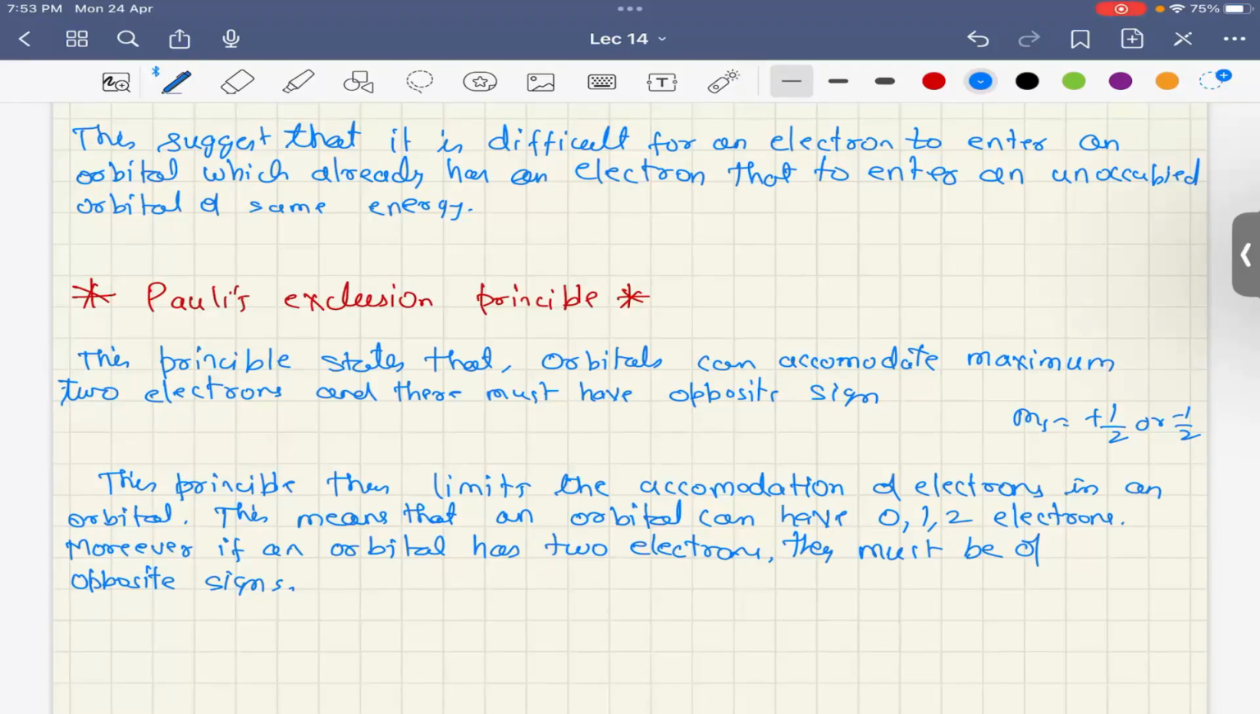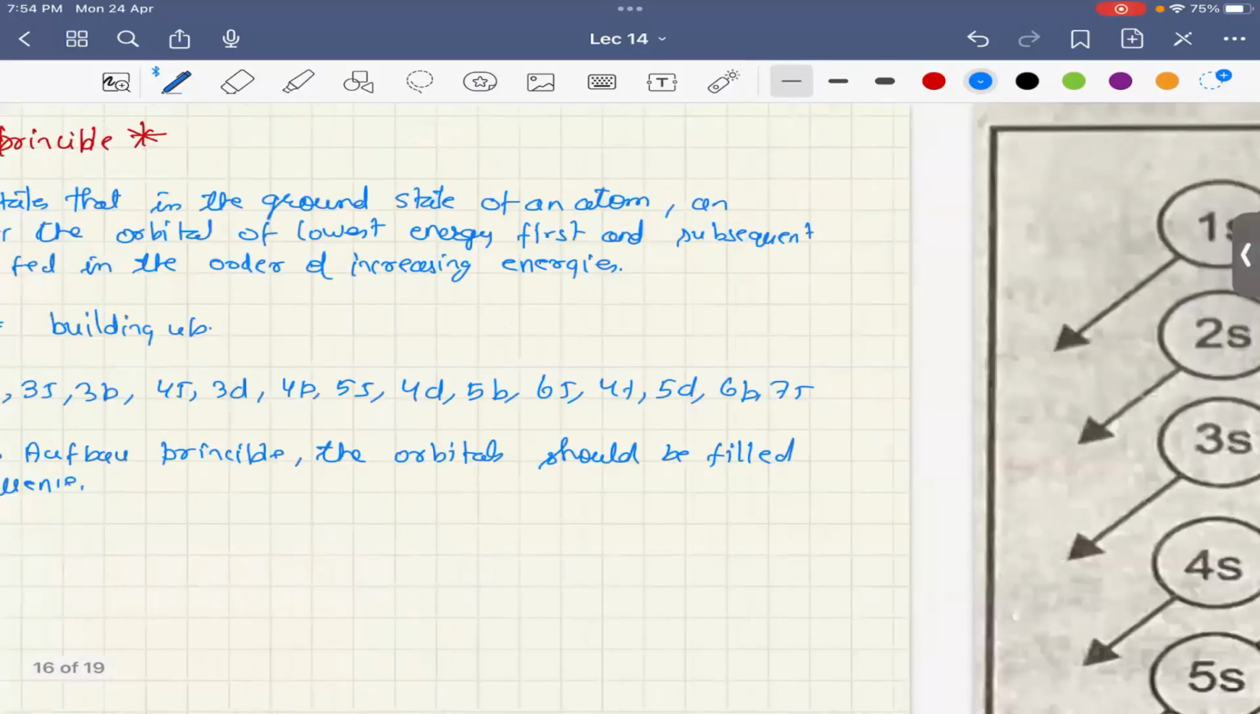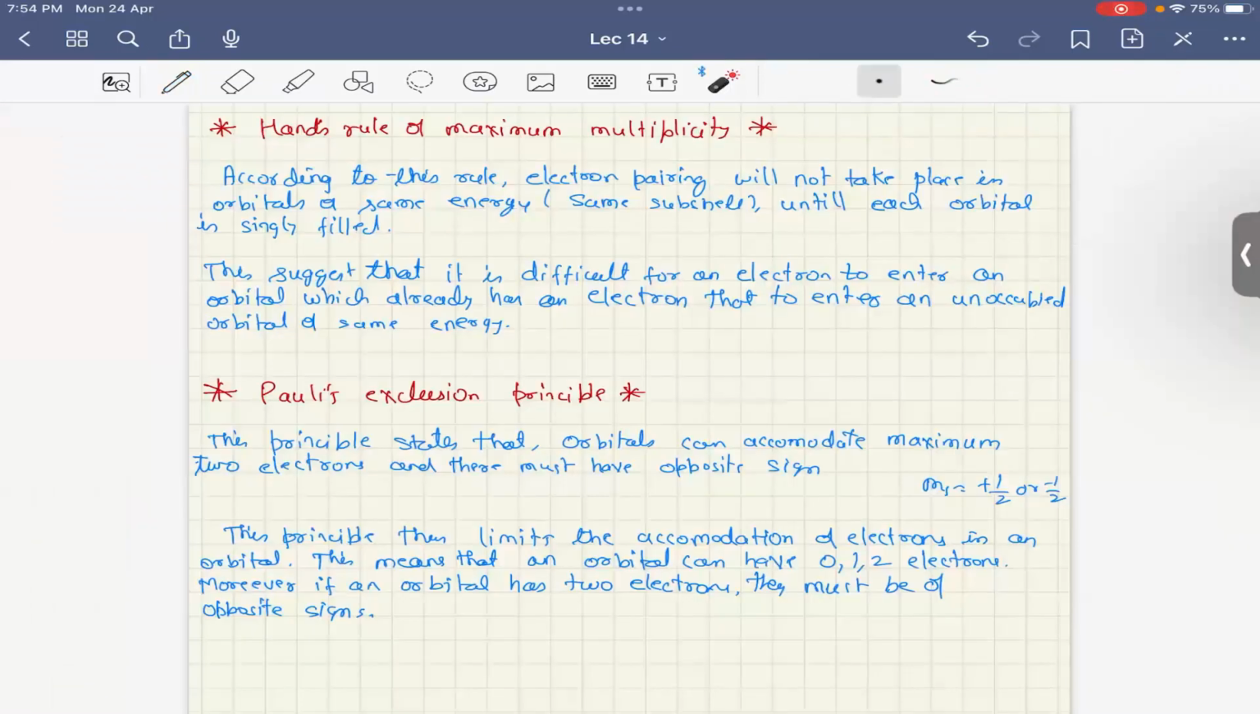Then we also studied the energy level diagram for an electron. Then we studied the electronic configuration of an atom, wherein we saw this figure. So this is the order in which electrons get filled. Then at the end, we studied three principles, which are the Pauli's exclusion principle, Aufbau principle, and Hund's rule of maximum multiplicity. And with this, we cover the whole syllabus for this chapter, atomic structure.